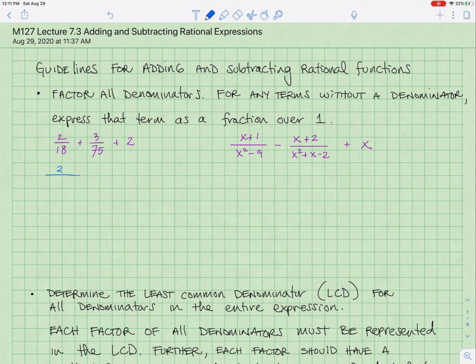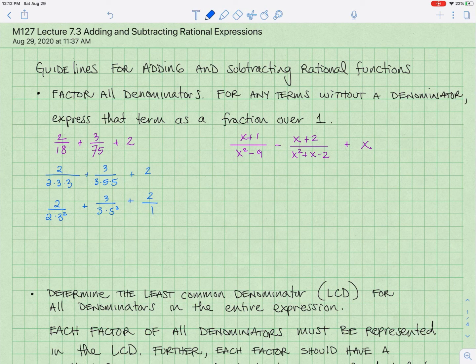This is 2 over 18, which is 2 times 3 times 3, or 2 over 2 times 3 squared, plus 3 over 75. 3 over 75 is 3 over 3 times 5, which is plus 3 over 3 times 5 squared. And then what we have is this 2, which we can write as 2 over 1.